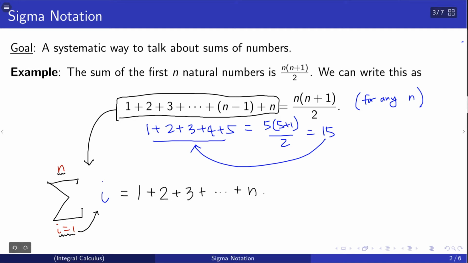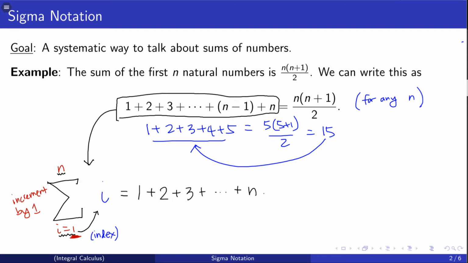And note here that it is implicit that we are incrementing by 1 at each step. So you don't go I equals 1 and then 3 and then 5, right? So we can't skip numbers. You have to go up by 1 each time. And I should mention that this is called the index of the sum.